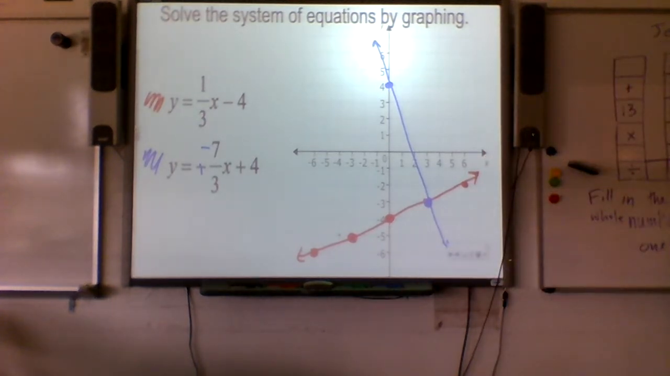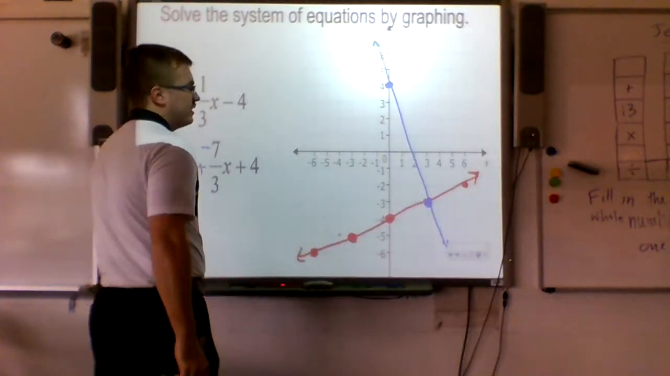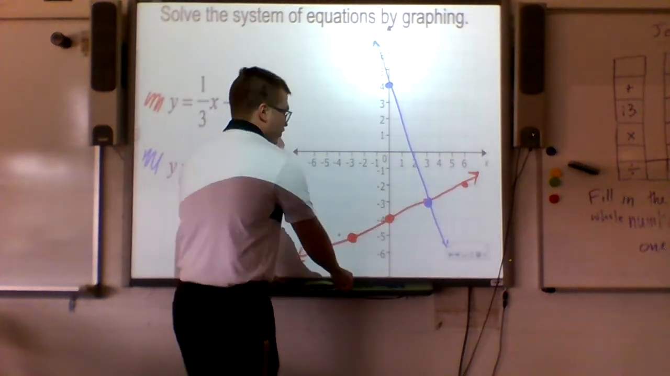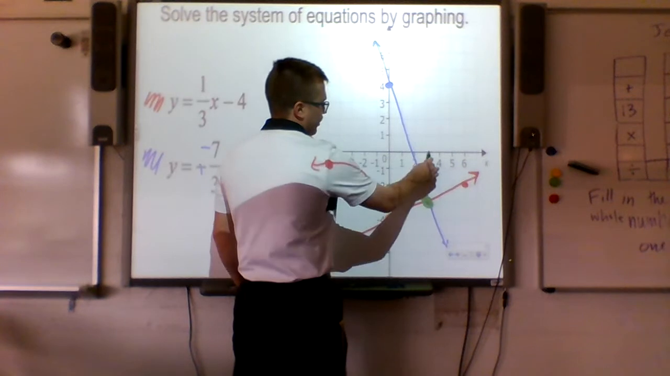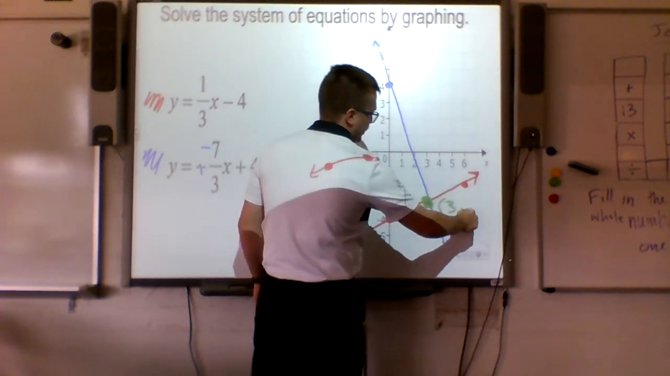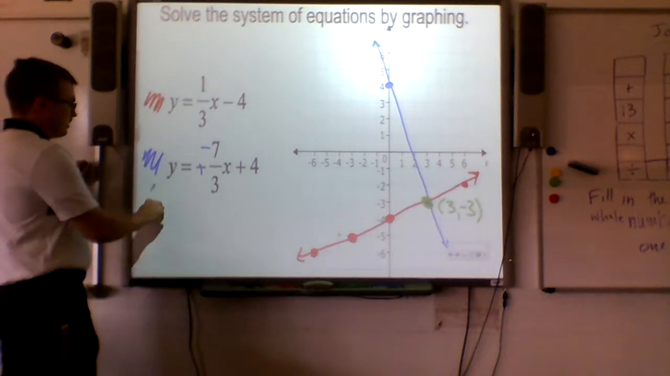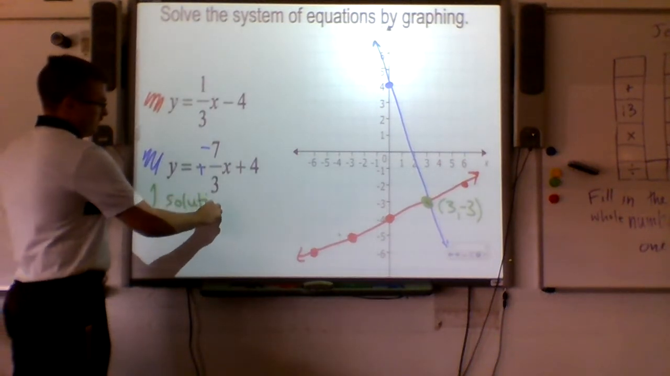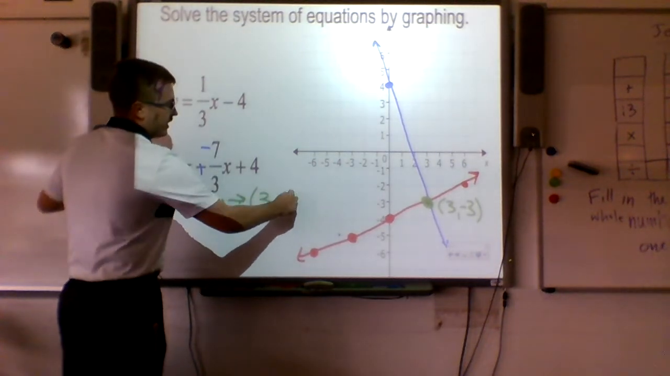So then my solution is where these lines cross each other. So my solution for this one is this point right in here. And the coordinates of this point are 3, -3. So for this one, they have one solution. And that solution is 3, -3.